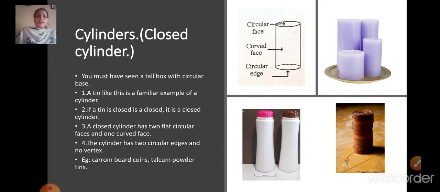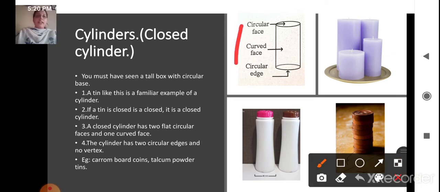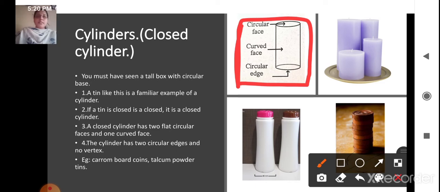And a closed cylinder has 2 circular faces and 1 curved face. Let us see this diagram of a cylinder. You all must have seen a tin somewhere at your home or outside. So a tin has 2 circular faces. That is the best example of cylinder. 2 circular faces and 2 circular edges. This is the 2 circular faces. This is the 2 circular edges and 1 curved face. Okay, so a tin is closed. It is a closed cylinder.